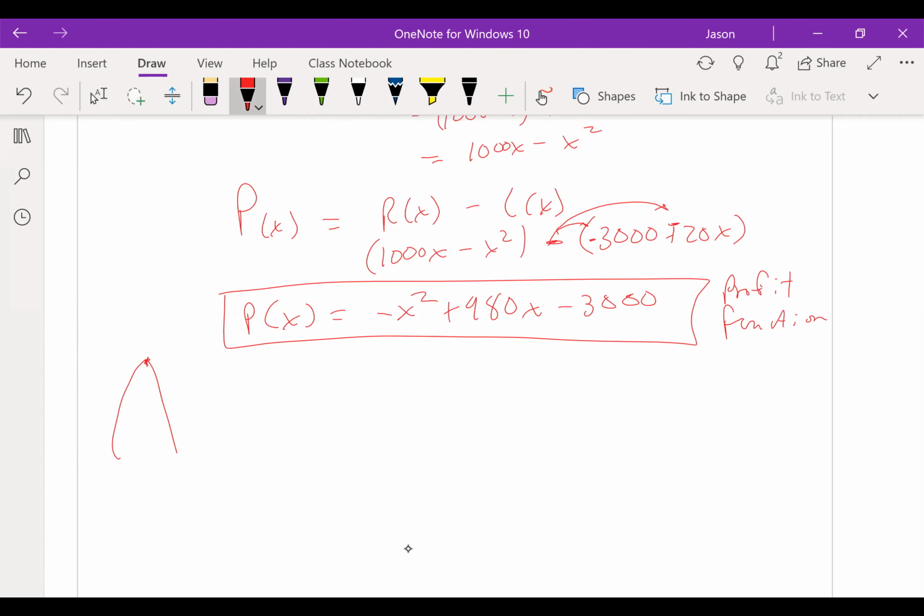How do I know it's a quadratic? Because it's a second power. How do I know it's upside down? Because it has a negative in front of the X squared. So it flips the whole thing upside down.